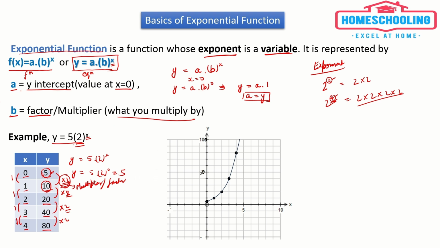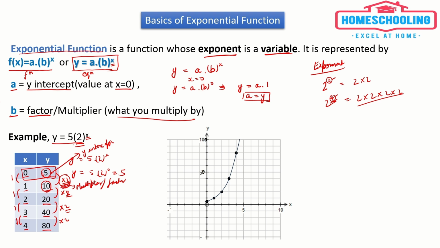So now you know what is y-intercept. A is your y-intercept. As we can see here, when x is equal to 0, then y is equal to 5. So you can also directly find it from this. So y is equal to 5. So this input and output would be called your y-intercept. And the y value is increasing 2 times, so 2 would be your multiplier.